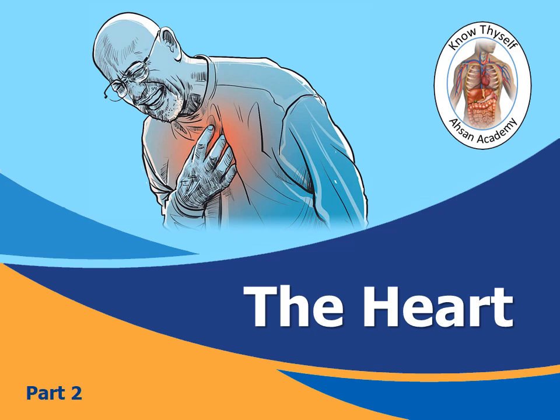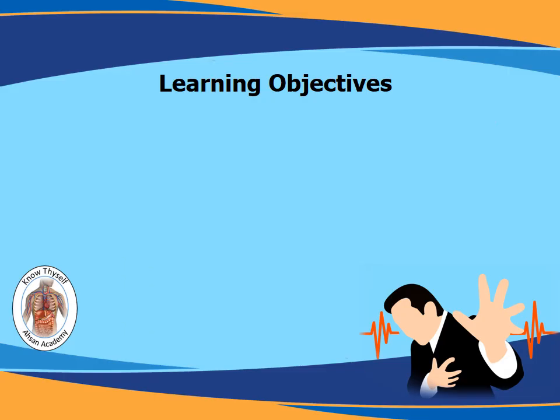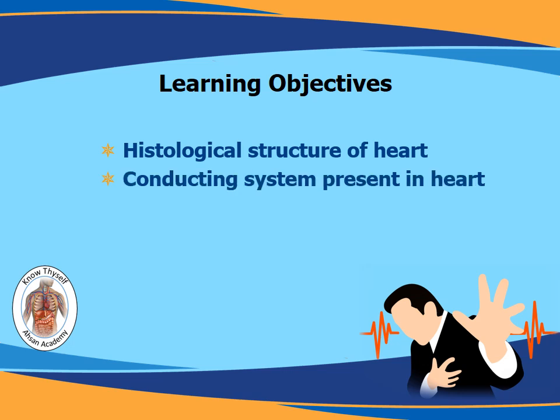This is the second part of the presentation on the gross anatomy of the heart. Let us fix the objective first for this session. We will discuss the structure of the wall of the heart. Then inside that there is the conducting system of the heart that will be discussed, and at every stage we will try to correlate clinically.